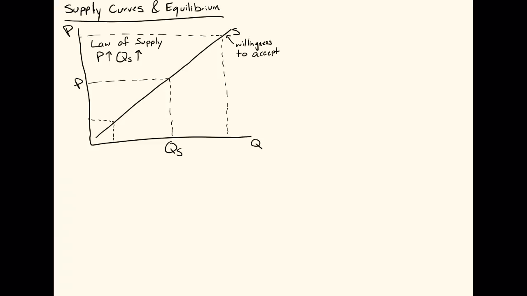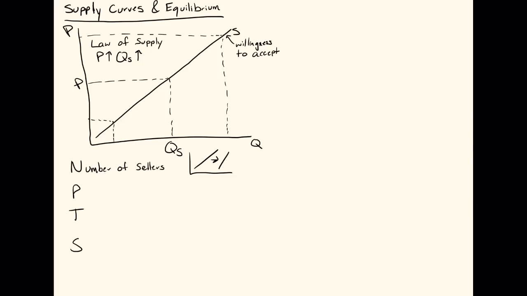There are 4 factors that shift the supply curve. I use the acronym N points. N, number of sellers. The more pizza joints there are, the more supply increases, therefore shifting the curve to the right.